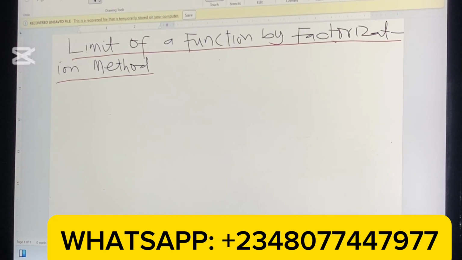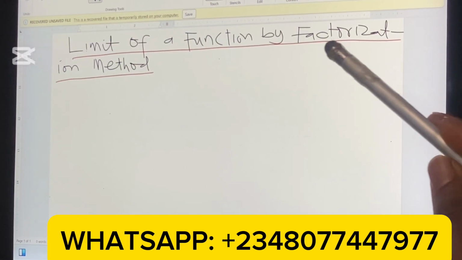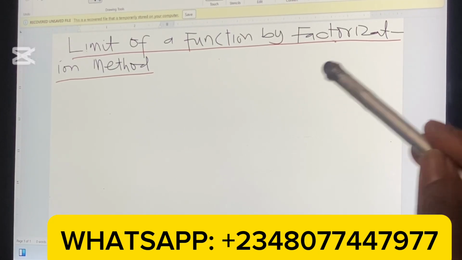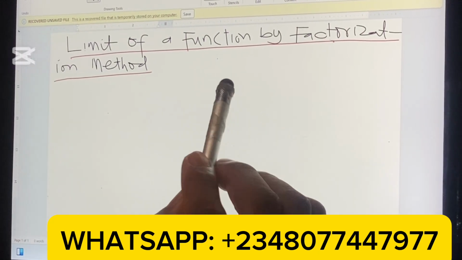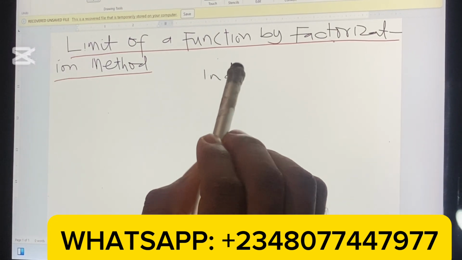Alright, now class, whenever you are given any question on limits and you replace the value of s, if the limit of a function gives 0 at numerator and 0 at denominator, we call that particular limit an indeterminate limit. Please take notes.